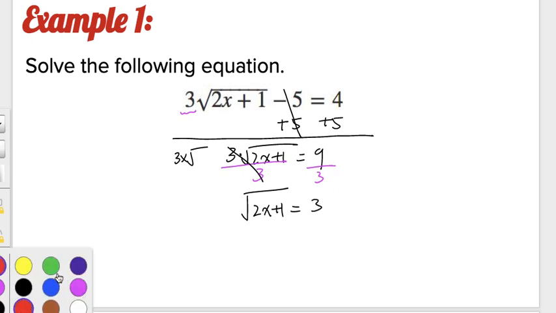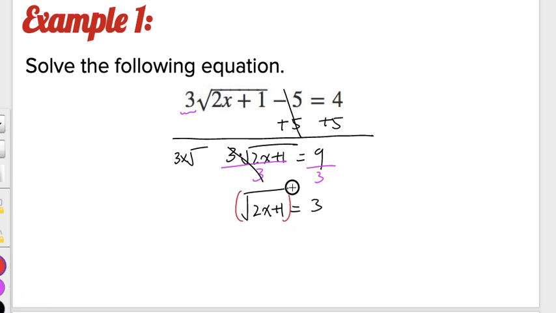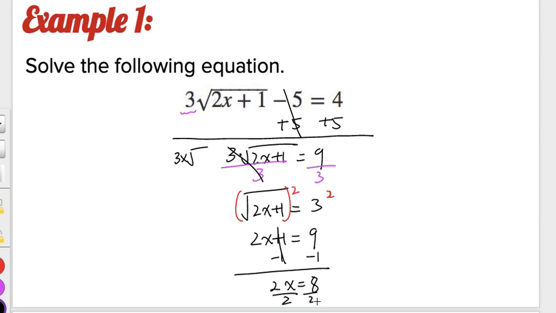And since this is isolated, now I can square it, so they do not have the square root symbol anymore. I just need to continue solving like a regular equation. Again, the reason we got 9 is 3 times 3. So now I can just subtract 1. And then we solve it by dividing by 2. So the final answer is 4.